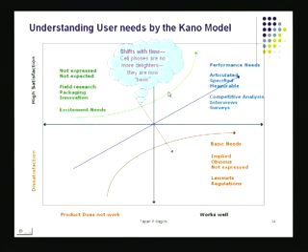So in fact, to win in the marketplace, you've got to make sure you're at this end of basic needs, you're near this end of performance needs, and you provide some element of surprise, some element of what we call delight. Now that was the basic Kano model.